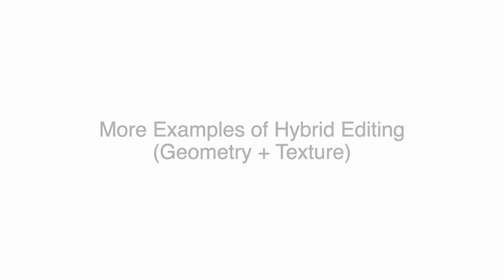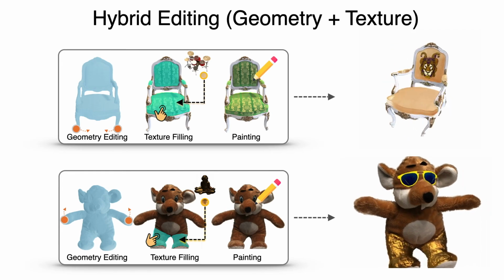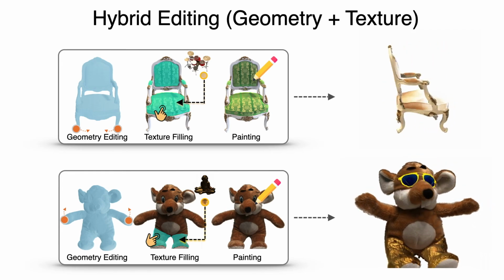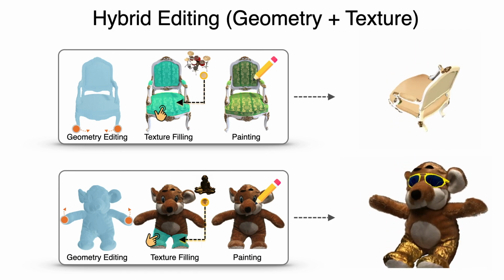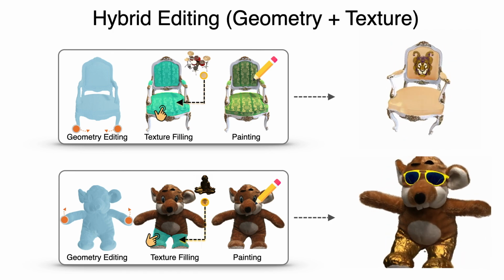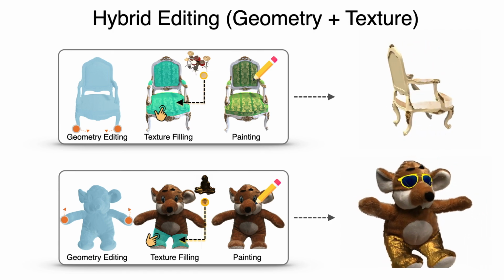Finally, we show 2 examples of hybrid editing, where we combine semantic-guided texture filling and painting with geometry deformation, which demonstrates the superior editing flexibility of our representation.